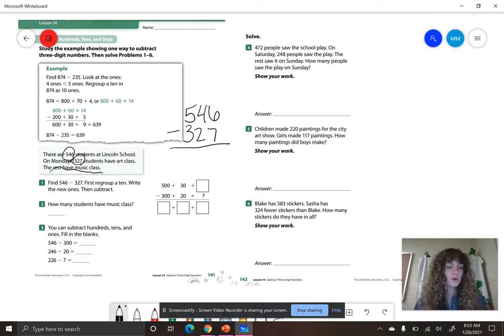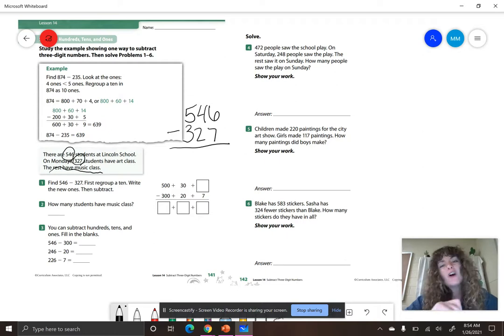So let's start with number 1. It says first regroup a 10, then write the new ones. Subtract. All right, so it is wanting us to look at 500. First off, Miss Mason's looking at this too, okay? And this is why we always double check our math, okay? So I'm looking at my top number. My top number is 546. But look really closely. It has that expanded form of the value of those digits. So look at the digits. It has 500 plus 30 plus ones. But in 546, there's 4 tens and 6 ones.